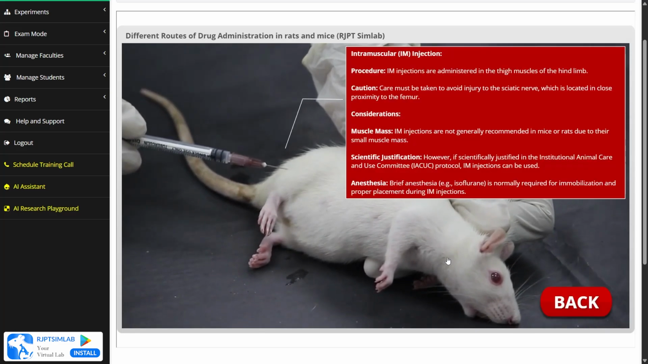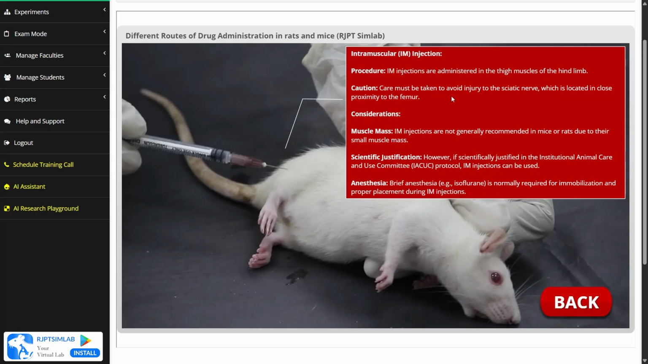We have to gently hold the rat, and for this purpose we keep the rat under anesthesia so that it does not interrupt and disrupt the procedure. The procedure says that IM injections are administered into the thigh muscles of the hind limbs. As we can see, these are the hind limbs, and we are inserting the needle into the thigh muscle.